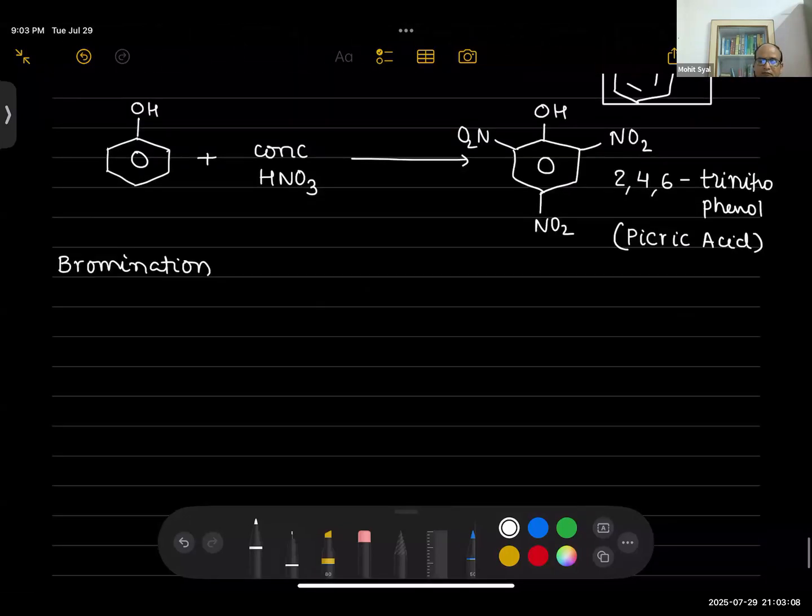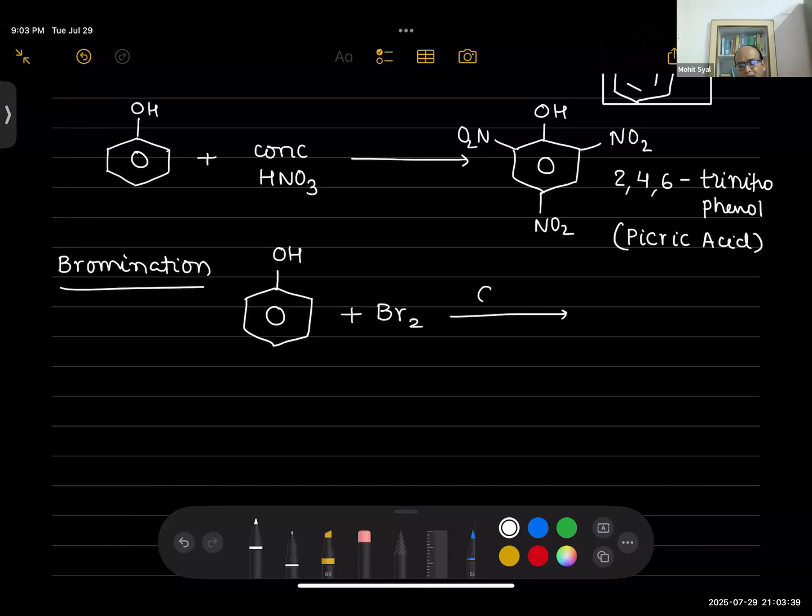Bromination. Bromination is also very famous, and one of the methods for bromination is used for the experimental determination of phenol. Bromination also can be done in two ways. One is by taking bromine in carbon disulfide, which is a non-polar solvent.